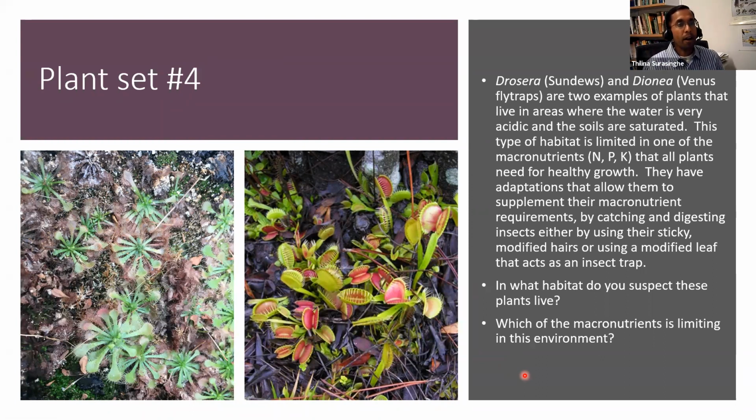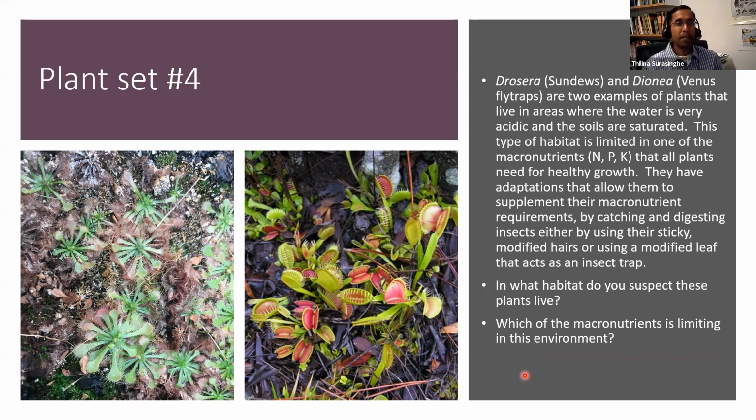Two examples of plants that live in areas where water is very acidic, right? Water is not scarce, not water poor. Water is there, but water is extremely acidic. Soil is water saturated and acidic. Now keep that in your mind. Start thinking, what kind of habitats have water but very acidic?